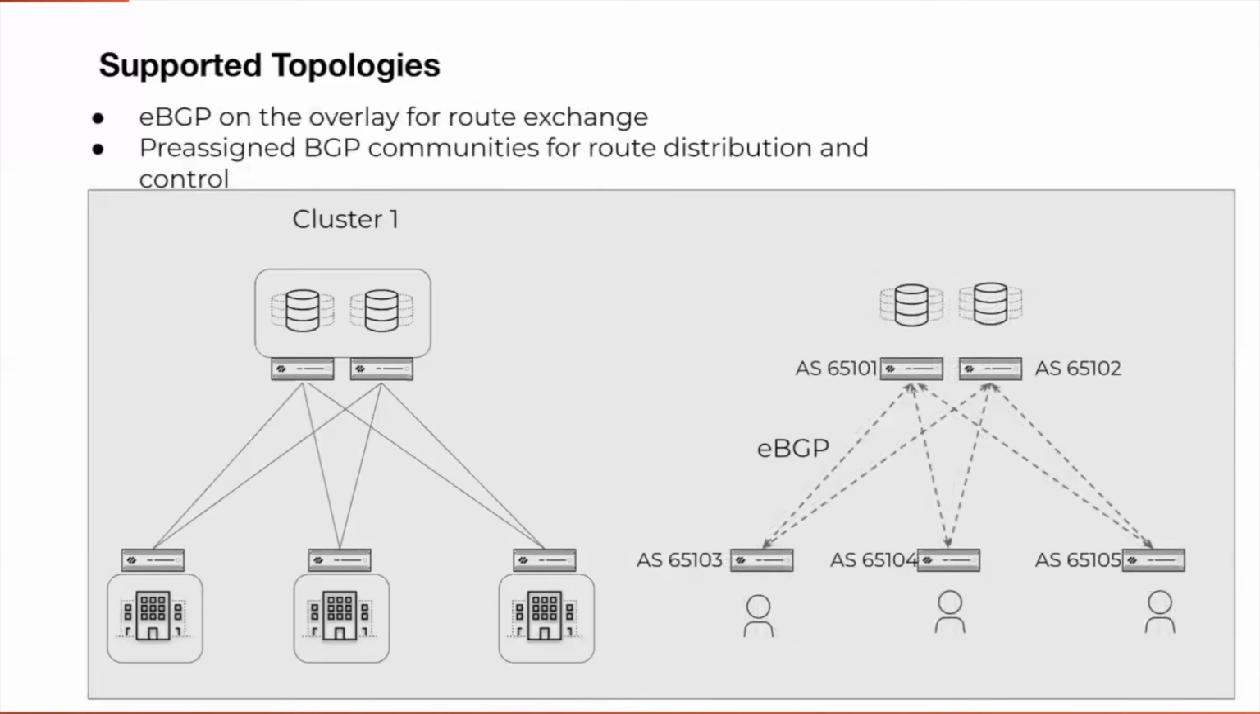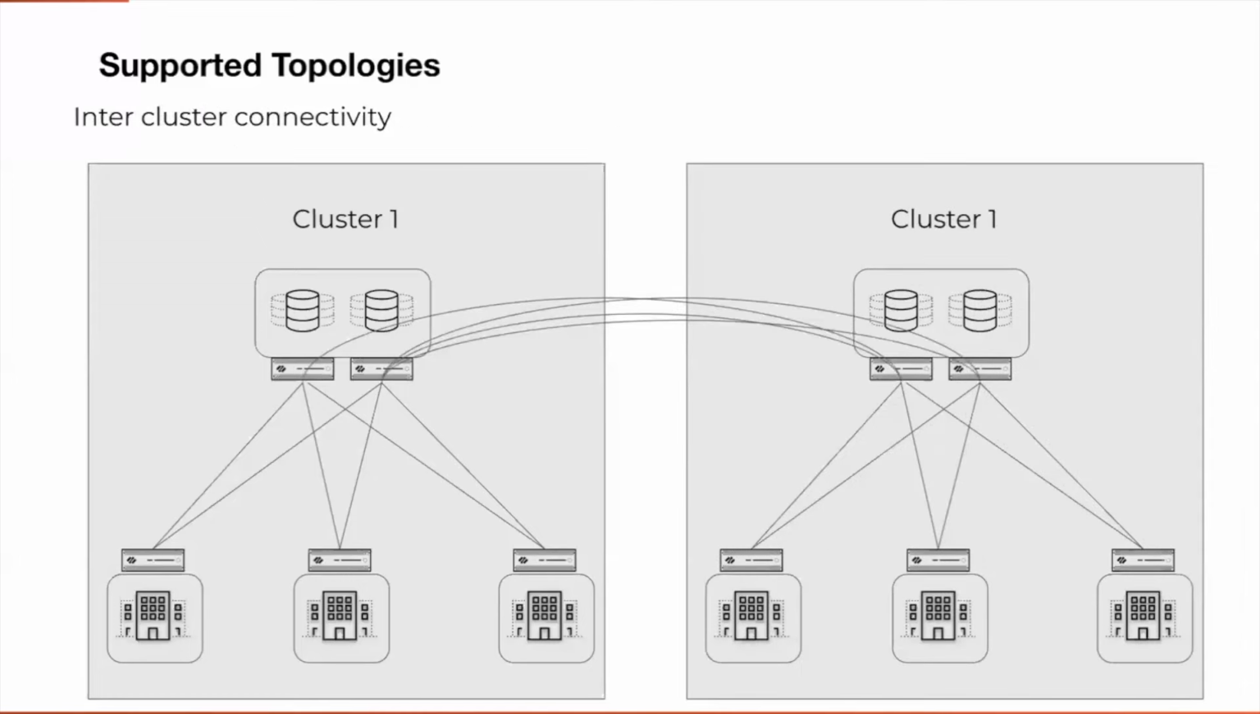We do have an eBGP overlay between them. This is to make AutoVPN redistribute all the routes which are learned from one branch to the hub and then to the other branch. We also support topologies where one cluster needs to talk to another cluster, or one region needs to talk to another region. So we do support intercluster connectivity as well: if one branch in one region needs to talk to another branch in another region, then with intercluster connectivity they can talk to each other.